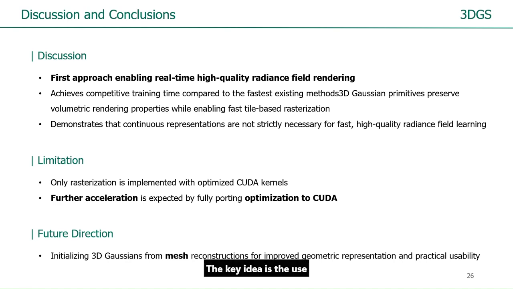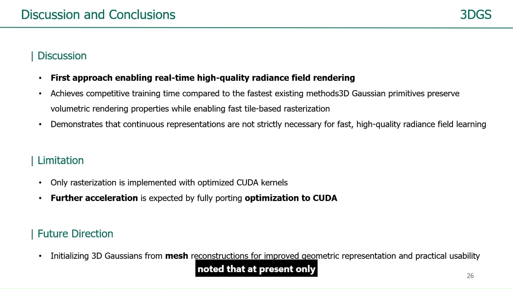The key idea is the use of 3D Gaussian primitives. These primitives preserve the characteristics of volumetric rendering for optimization while directly enabling fast splat-based rasterization. Through this design, the authors demonstrated that continuous scene representations are not strictly required for fast and high-quality radiance field learning, which contrasts with the commonly accepted view in previous work.